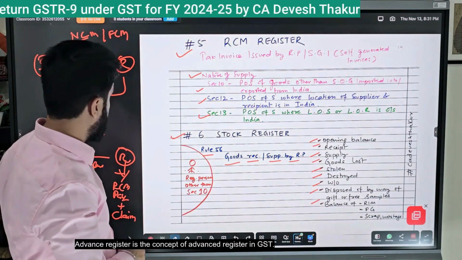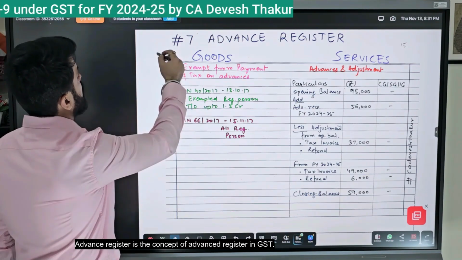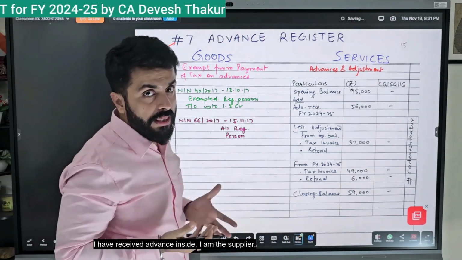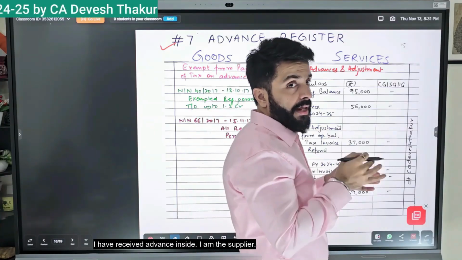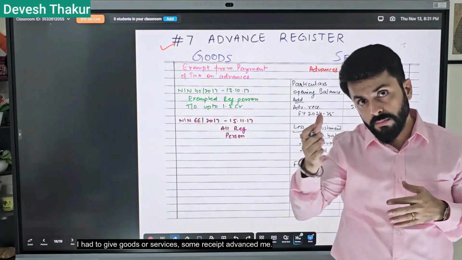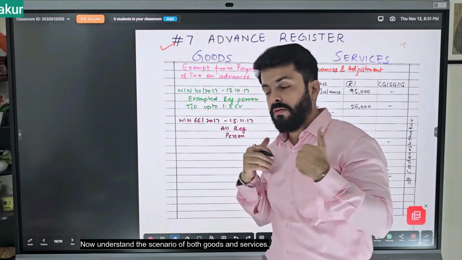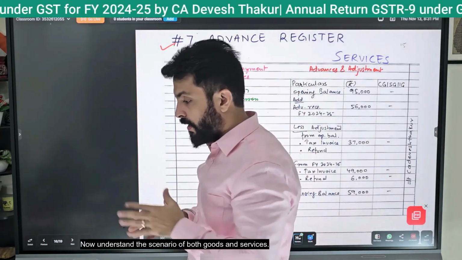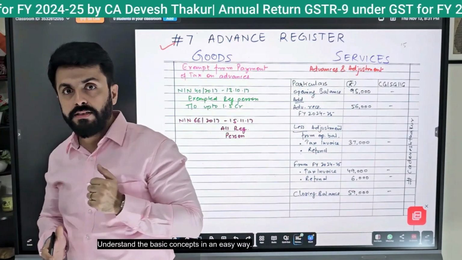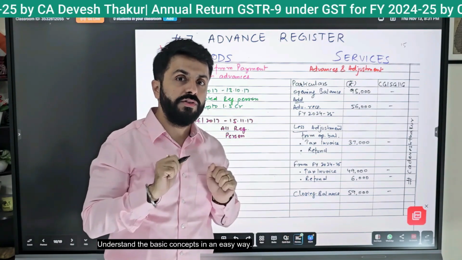Must be. Advance register is the concept of advance register in GST. I have received advance inside. I am the supplier. I had to give goods or services. Some receipt advance me. Now understand the scenario of both goods and services. A lot of people are confused. Understand the basic concepts in an easy way.